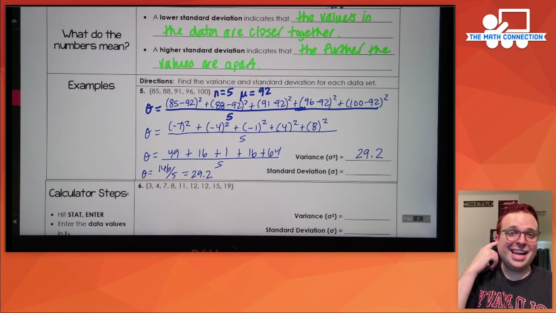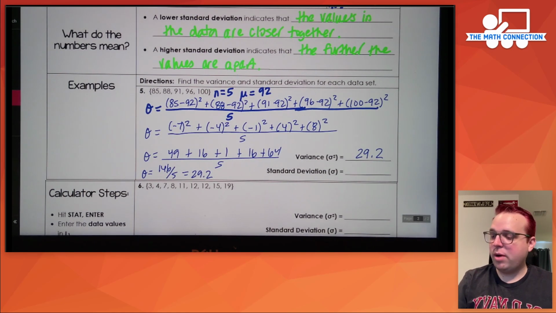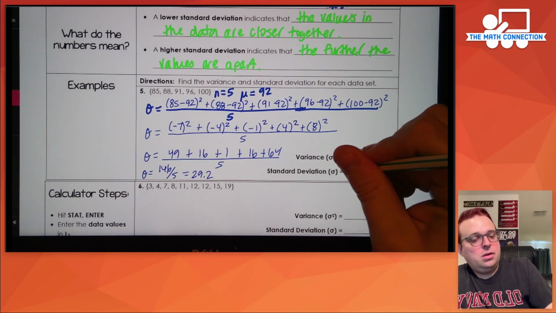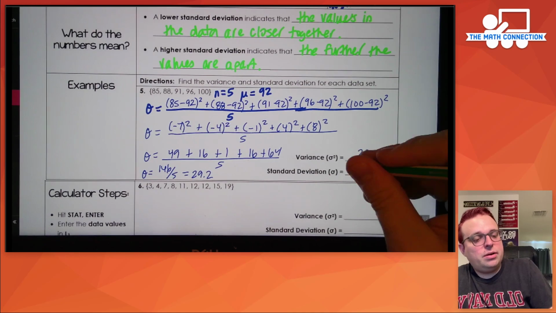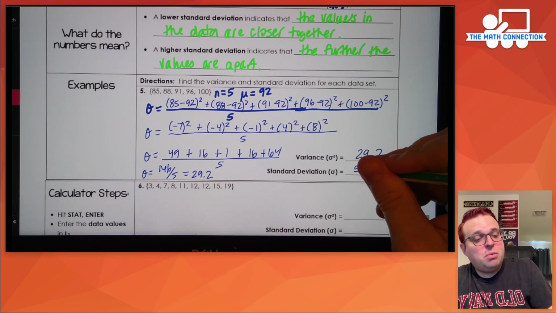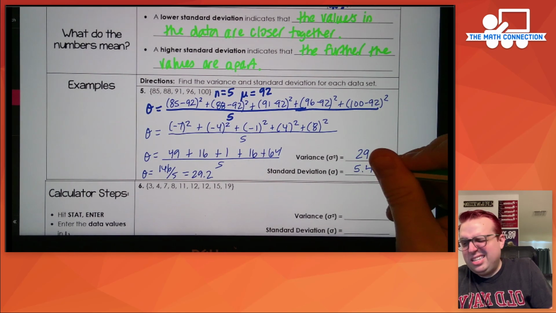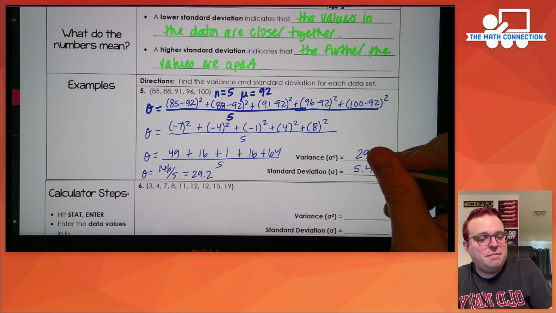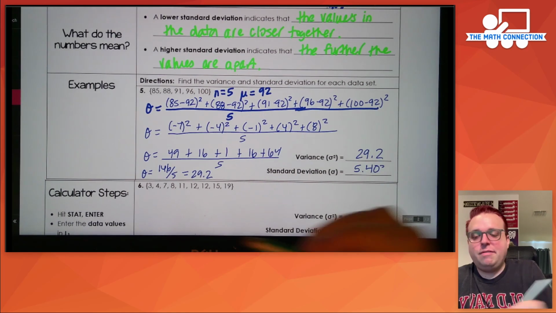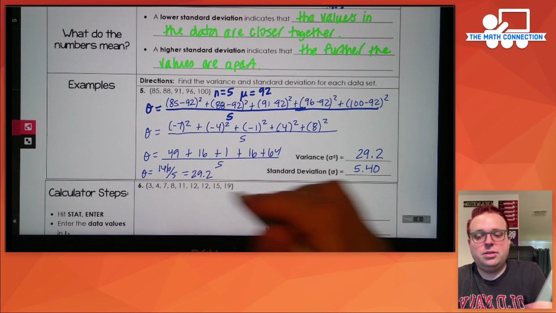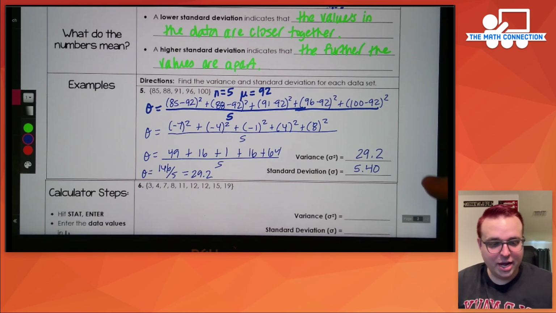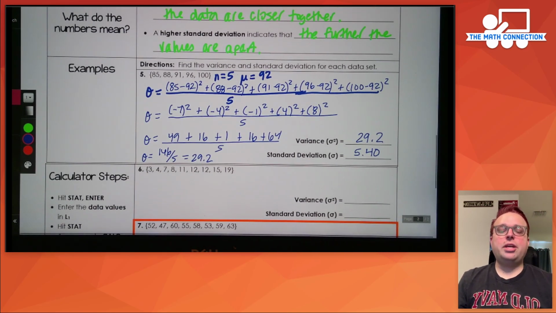How do we find standard deviation? We take the square root of the variance, which is 5.4. We'll keep that rounded down. 5.40. That's enough. That's fine. We don't need to do any more than that. Okay. Number 6, I want you to do.